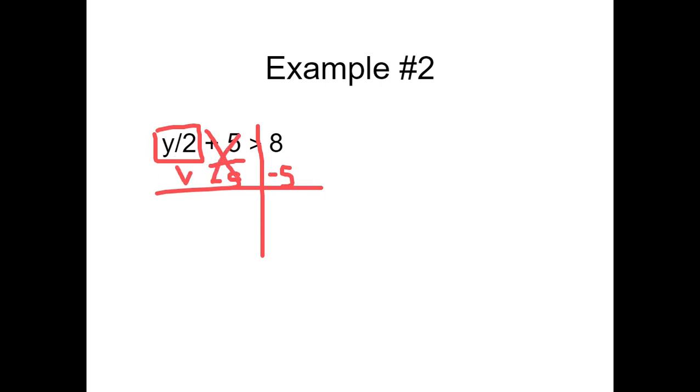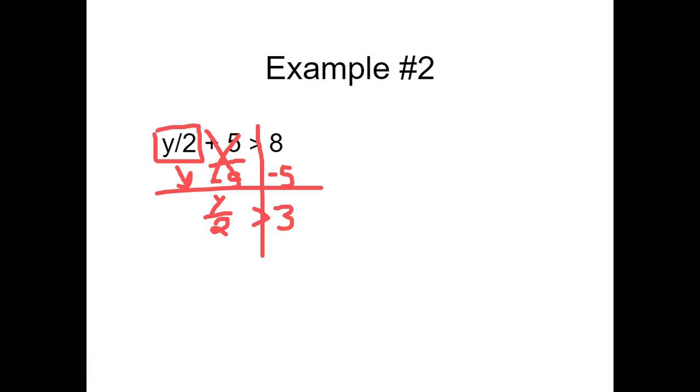And then I bring down what I boxed up, which is y divided by 2. Over here, 8 minus 5. In my calculator, I'll put 8 minus 5, and then I would end up with 3. So y divided by 2, and my gator mouth symbol is still staying the same. Y divided by 2 is greater than 3.